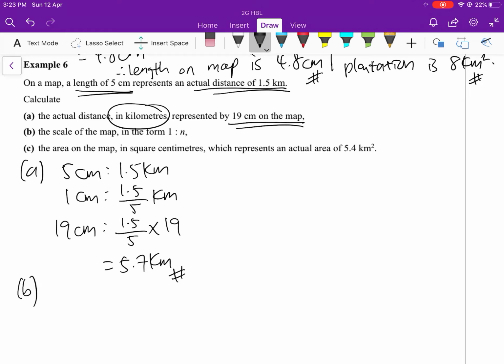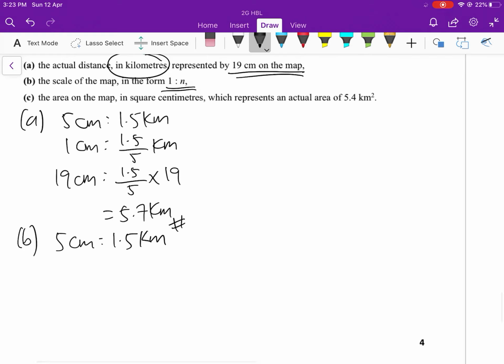Part B. Calculate the scale of the map in the form 1:n. Take note, class. Remember, I always say before, when you don't see any units, for example, 1:n, you do not see a unit there. It means they want it to be 1 cm and n cm. So here you are given 5 cm is to 1.5 km. You need to change it to the form of 1:n.